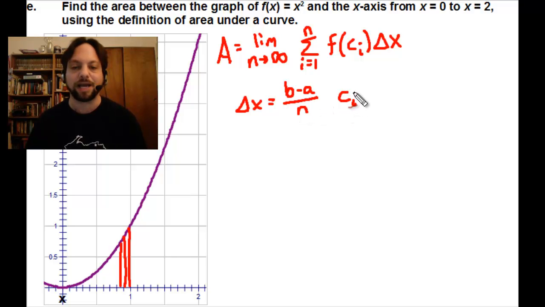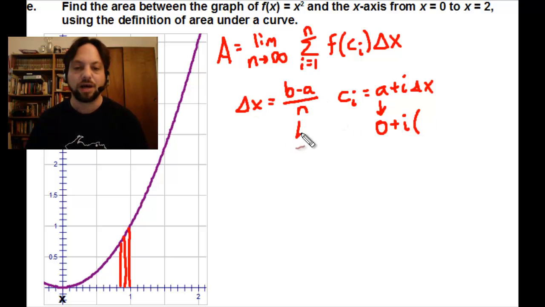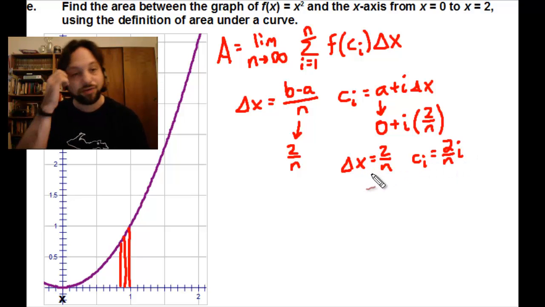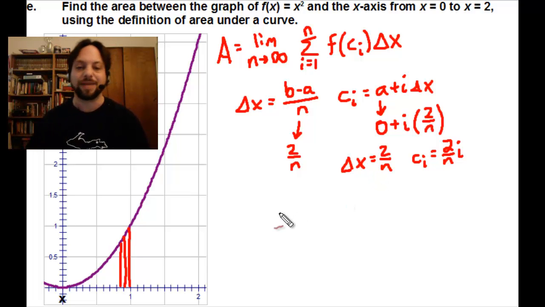Now, our c sub i, if you recall, is a plus i delta x, and that's a mess. But a is where we start, and we're actually starting at 0. And then we have i times delta x. Delta x, which is (b minus a) over n, well, b minus a we know is 2. So the width of each rectangle is actually 2 over n, and we're going to use that here. So what are we going to find out? We're going to say that delta x equals 2 over n, and we're going to say that c sub i is actually 2 over n times i. So there we go. There's everything we need.